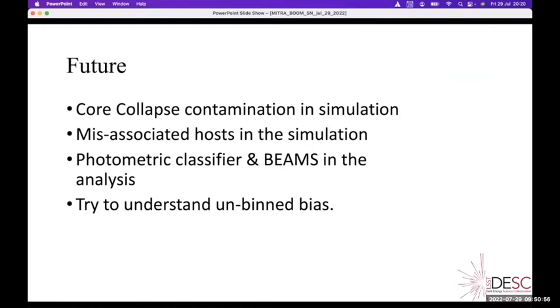This brings us to the last part of my talk, the future. What we're looking ahead to is a further analysis where we would include core collapse contamination in the simulation, because at the moment we only considered a pure supernova Ia sample. We would also look to use misassociated hosts in the simulation. Because of the contamination, we would use a photometric classifier and BEAMS in the analysis, and also try to resolve the unbinned bias that I mentioned in the previous slides.